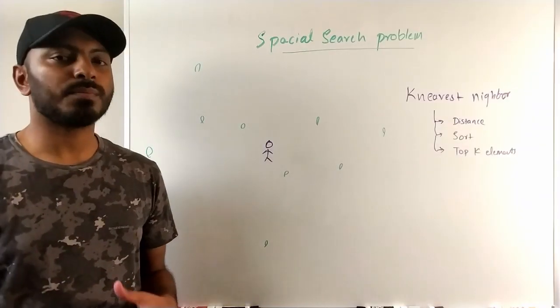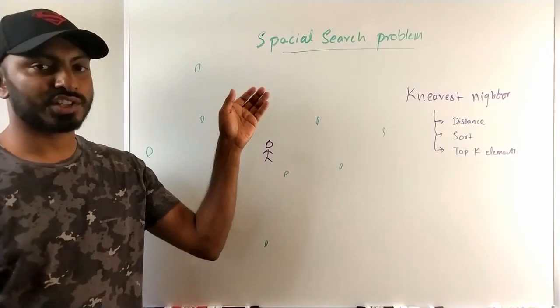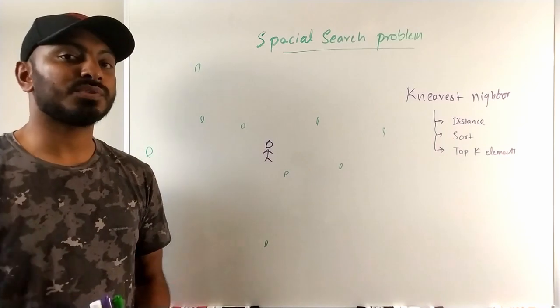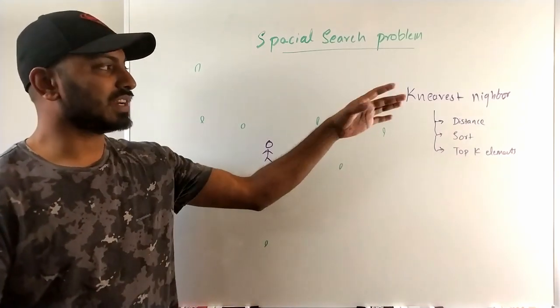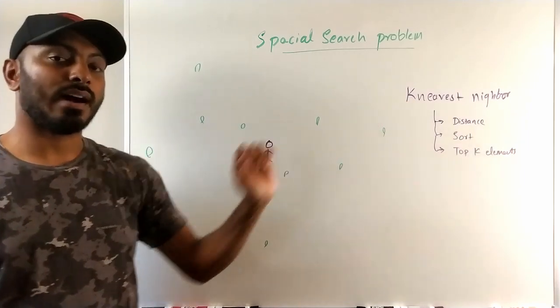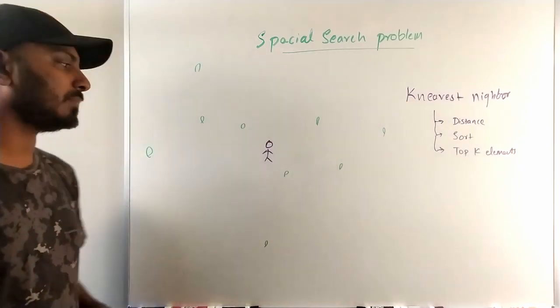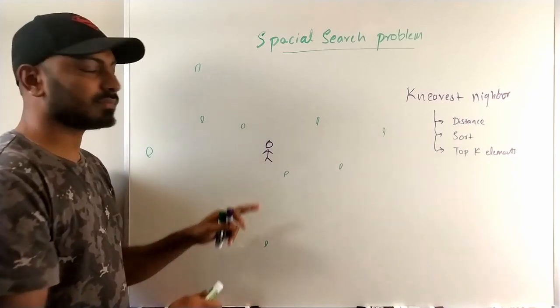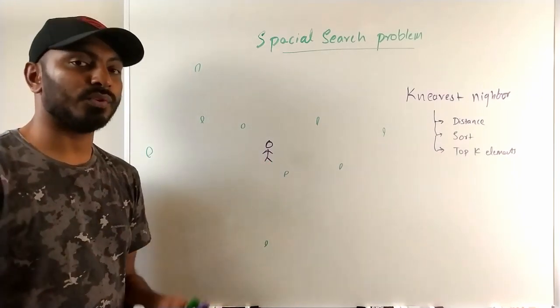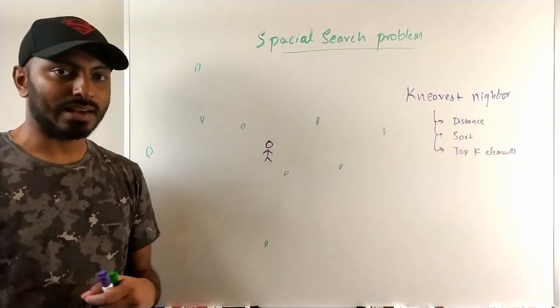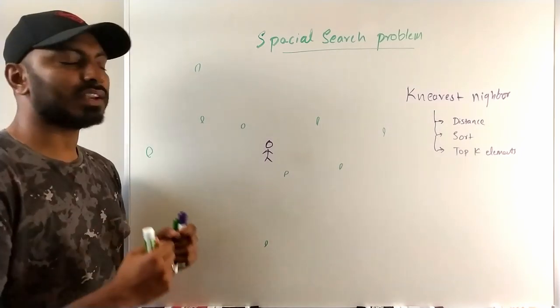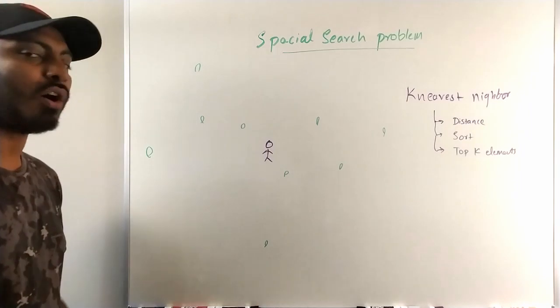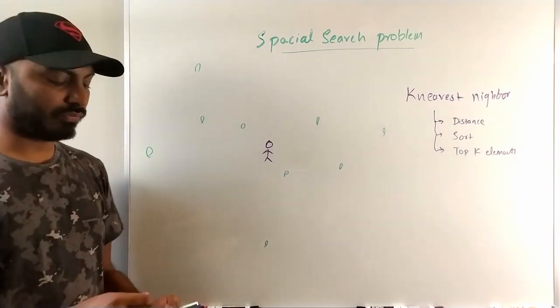Now, this kind of problem is called the spatial search problem. There are a couple of algorithms which you can use to solve this particular problem. These algorithms are usually called k nearest neighbor algorithms. The problem is pretty simple. Say, for example, you are the person over here and you have a smartphone and you are in Yelp or Foursquare or somewhere, and you need to find the nearby restaurants. How should your system be able to find them?